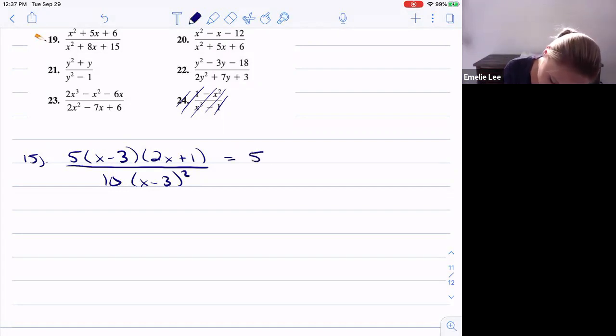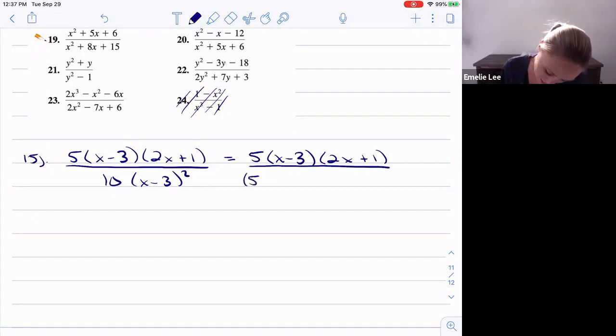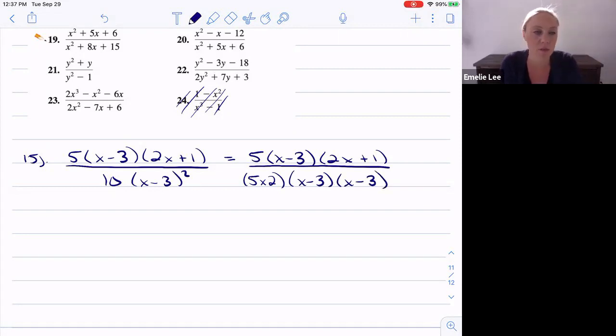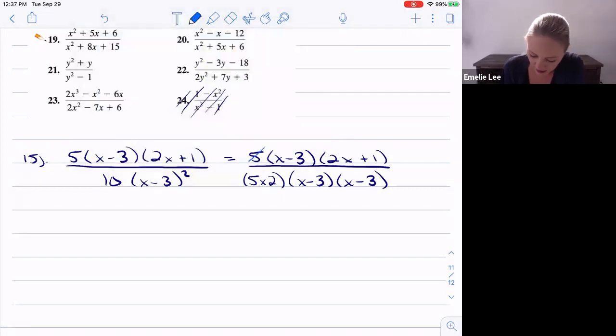So this becomes 5 times x minus 3 times 2x plus 1. Now I'm not doing anything to the top, but I am rewriting the bottom as 5 times 2 times x minus 3 times x minus 3. x minus 3 squared is x minus 3 times x minus 3. You want to be careful. Now, 5 cancels with the 5. As long as you're only multiplying across, you're allowed to do that. x minus 3 can cancel with one of these x minus 3's. And as far as I can tell, that's all I'm able to do to simplify this thing.